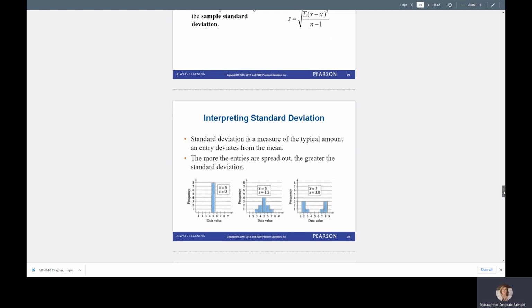So what does this mean? The standard deviation is a measure of the typical amount an entry deviates from the mean. So how much does it deviate from the mean? And the more that it's spread out, the greater the standard deviation. So this first example shows us there's no deviation from the mean. Every single data value is 5. There are 8 data points. So basically our data consists of the number 5 repeated 8 times.